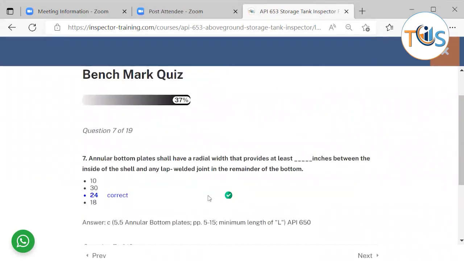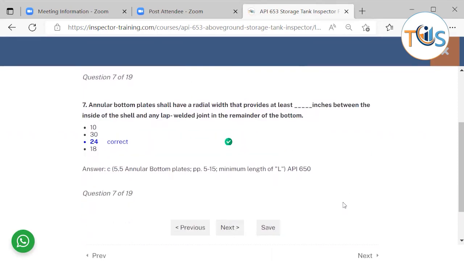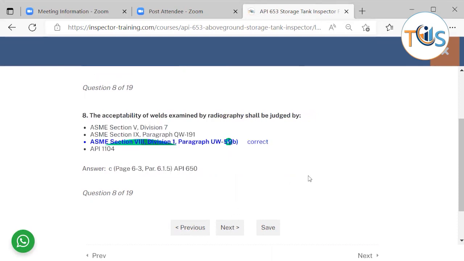Annular bottom plate shall have a radial width that provides at least 24 inches between the inside of the shell and any lap welded joint in the remainder of the bottom. So it's the critical joint, and this comes from the formula in API 650. Whatever you calculate on that formula, it cannot be less than 24 inch. That's a cap. The acceptability of welds examined by radiography shall be judged by ASME Section 8.